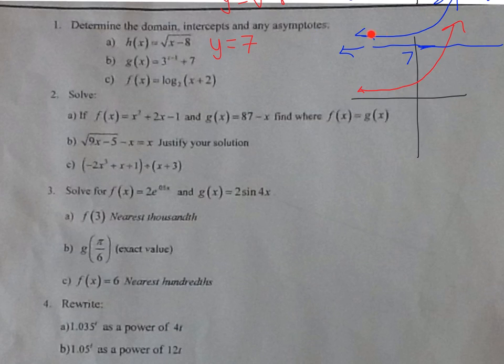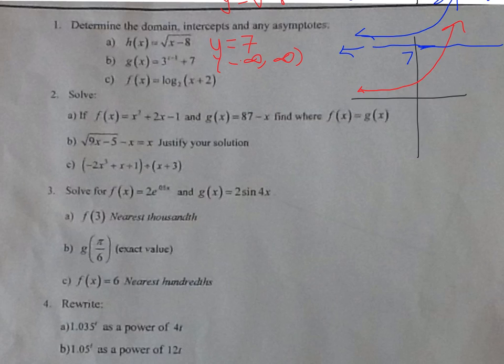Your domain are your x values. So it just keeps going over here to negative infinity. It just keeps going up to the right to positive infinity. So that would be your domain, from negative infinity to positive infinity. And now we want our asymptotes. So notice that there is no x asymptote. It does not cross the x-axis because it's not going past 7. Y equals 7 because that's your asymptote.